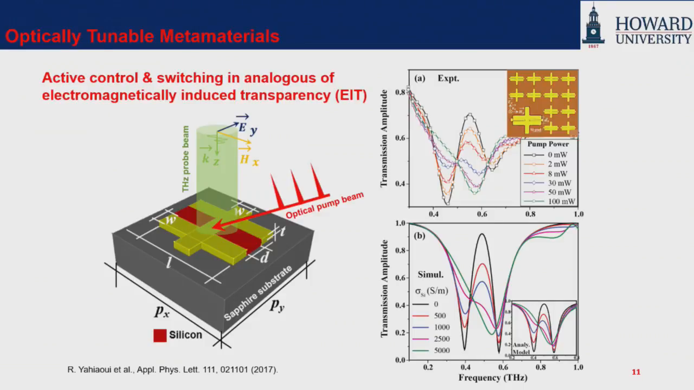So we have used a similar concept to demonstrate here an active control or switching effect in a metamaterial that exhibits some kind of interference effect, an analogue of electromagnetically induced transparency, which is actually a quantum phenomenon that happens in a three-level atomic system.